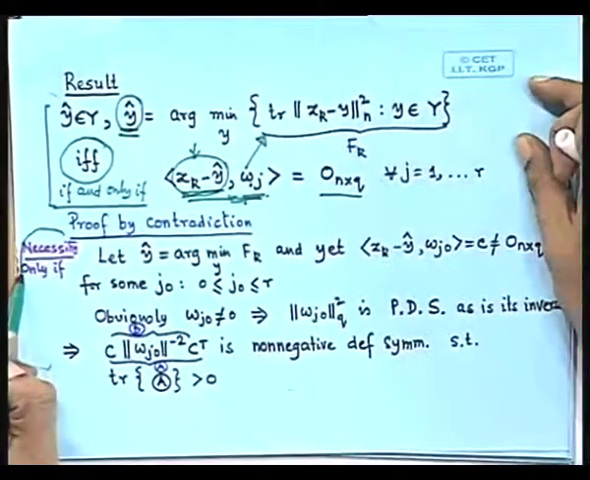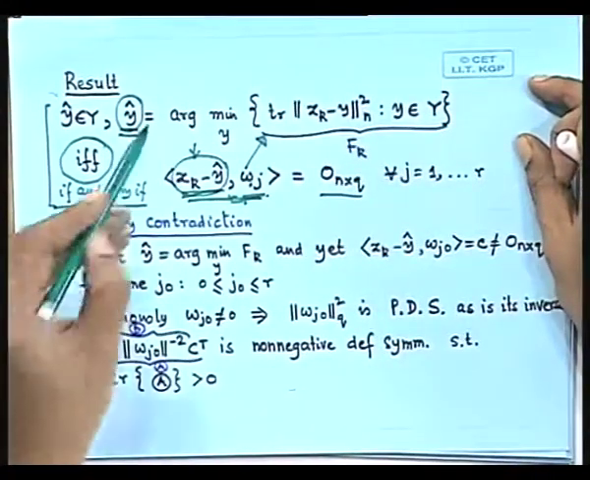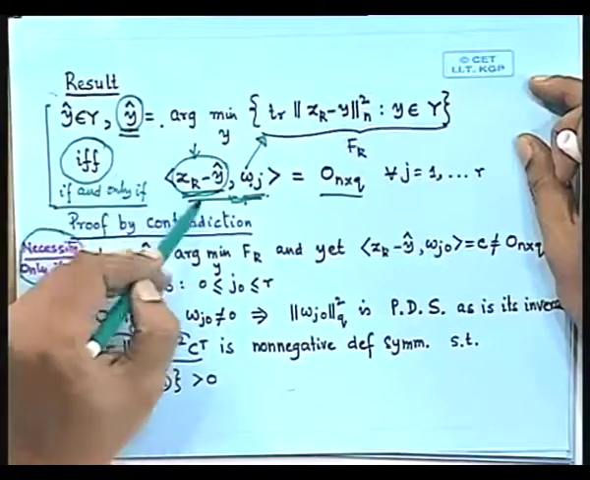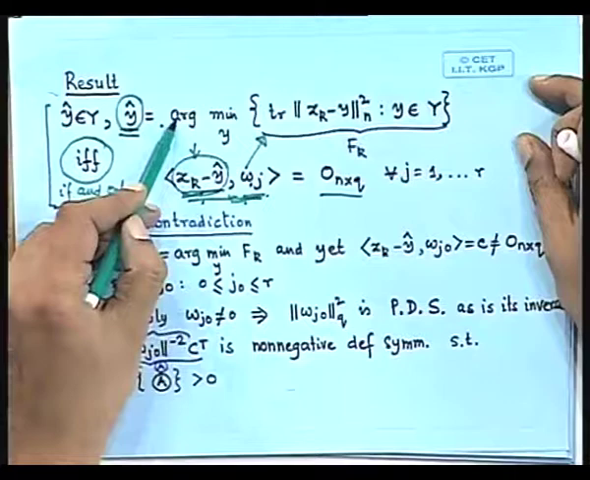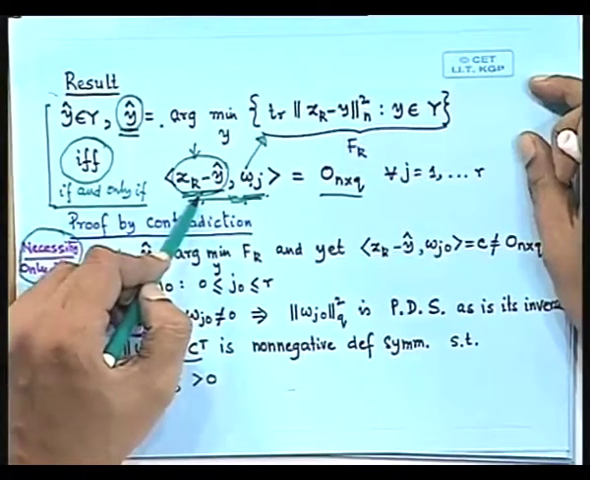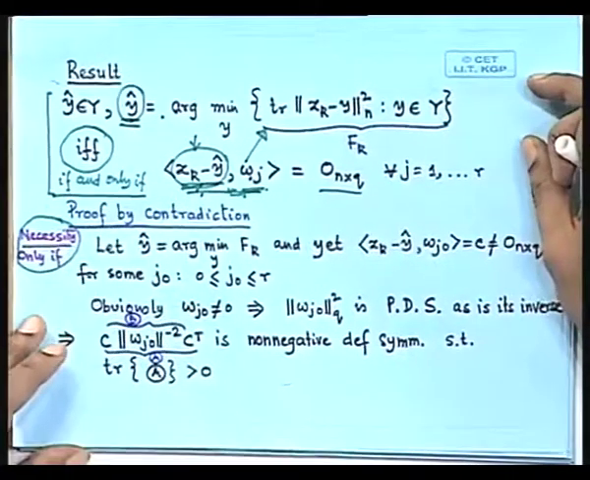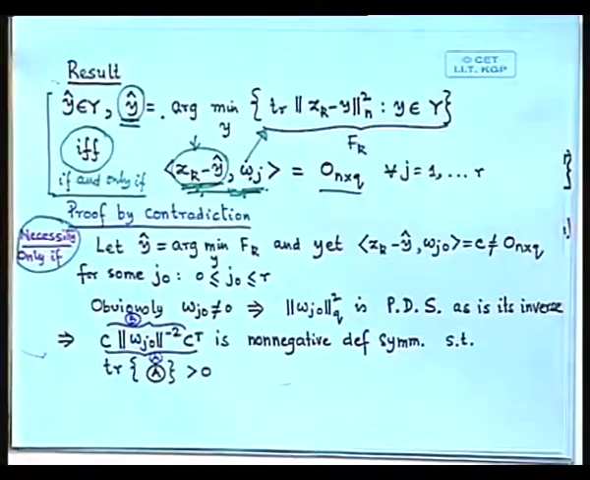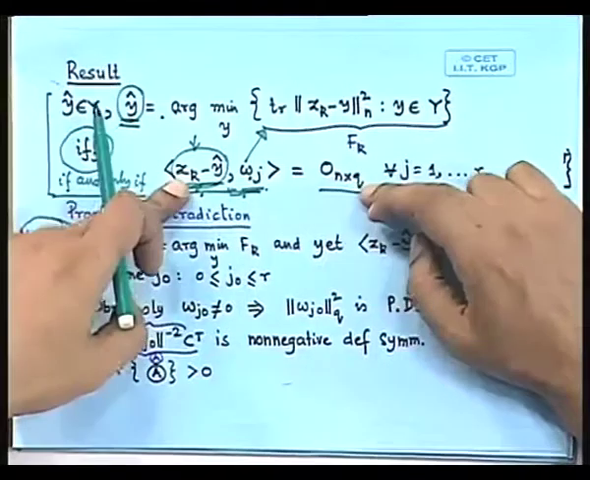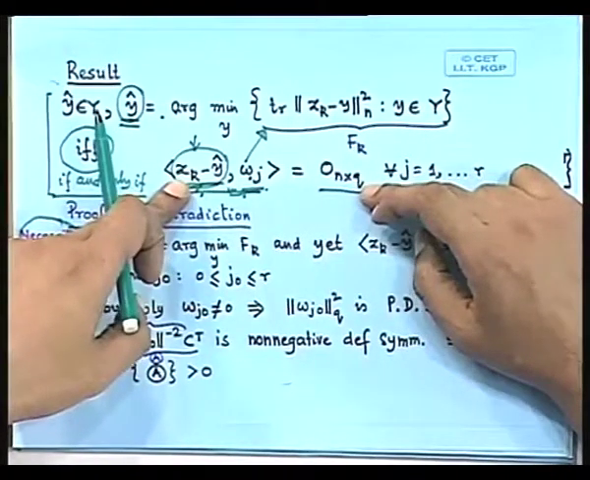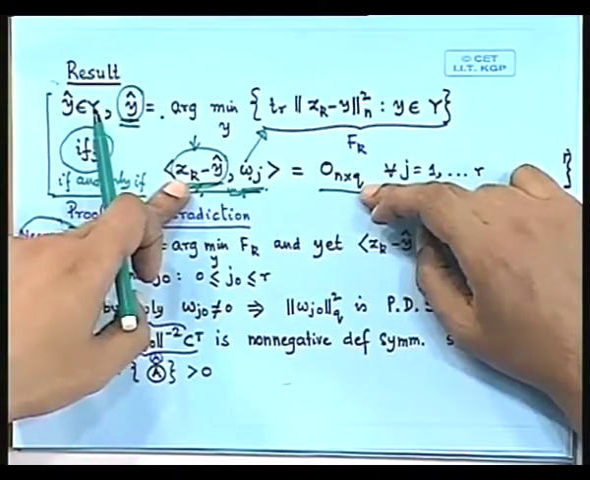Okay. So first we prove necessity. Necessity means we want to prove that if this is true, this is true. That is, this implies this. A implies B. We want to prove that. So we first say let A not imply B, which means that this is true, but this is not true. Let us assume that first. It is a proof by contradiction.